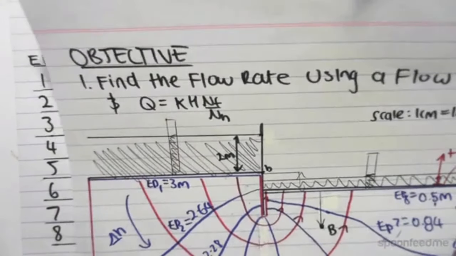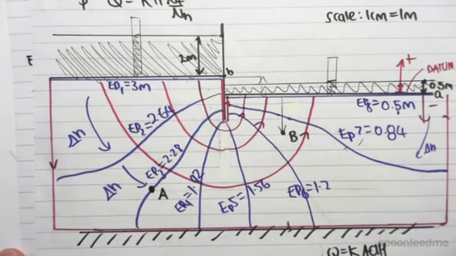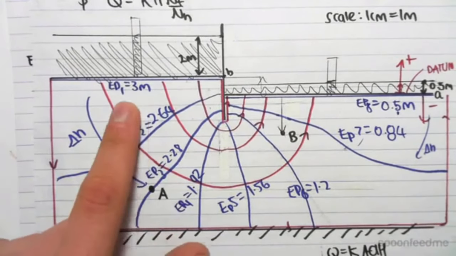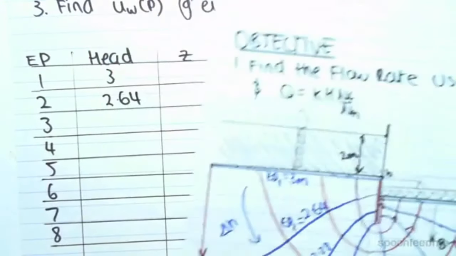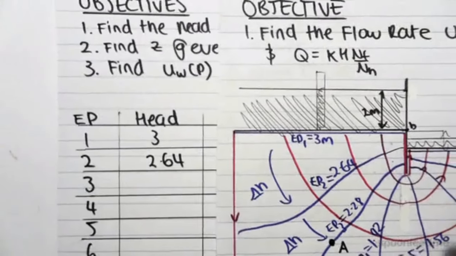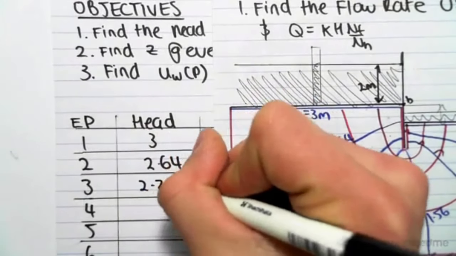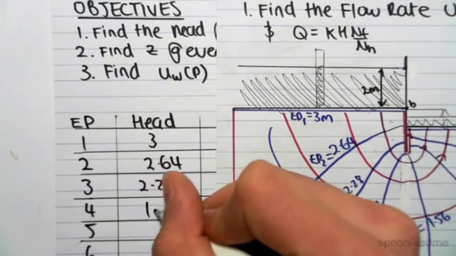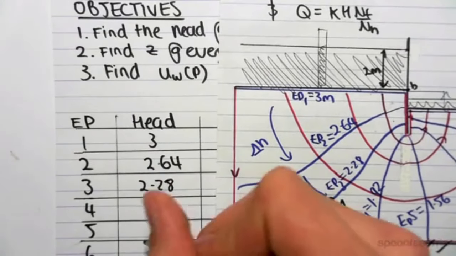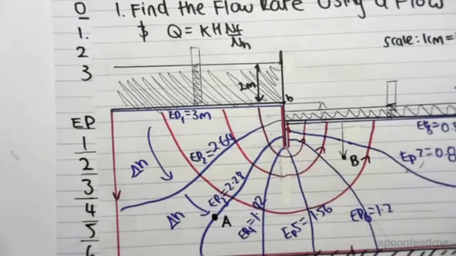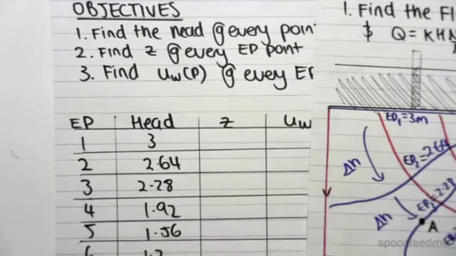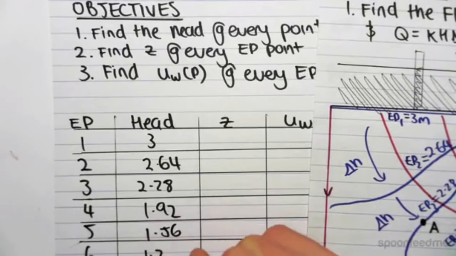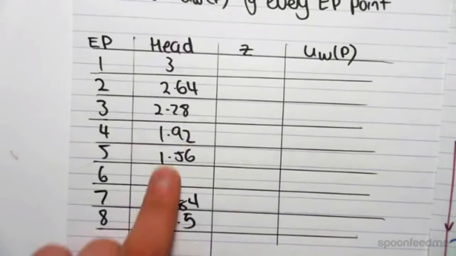We've actually done this before in the previous videos. If you want to revise that, I recommend you do, but I'm just going to take the values for now. We know that the head at EP1 is 3 meters. The head at EP2 is 2.64 meters. I'm just going to fill in the rest. At EP3 it's 2.28, at EP4 it's 1.92, at EP5 it's 1.56, at EP6 it's 1.2, at EP7 it's 0.84 and 0.5 at EP8. Okay, so there's our table of head.